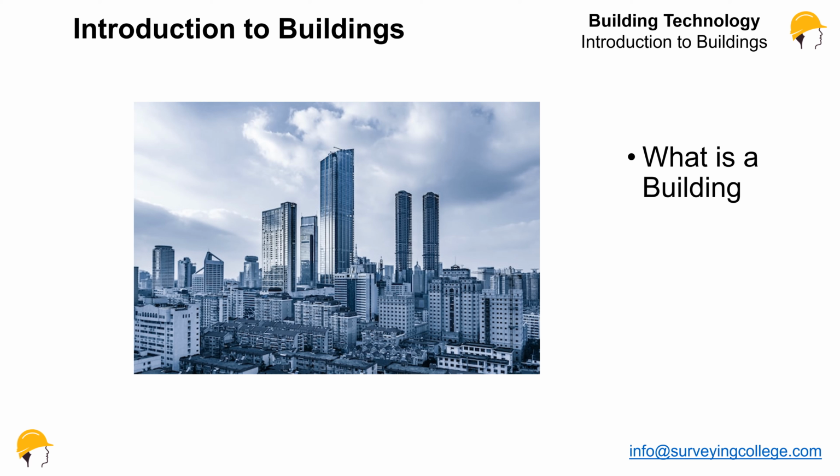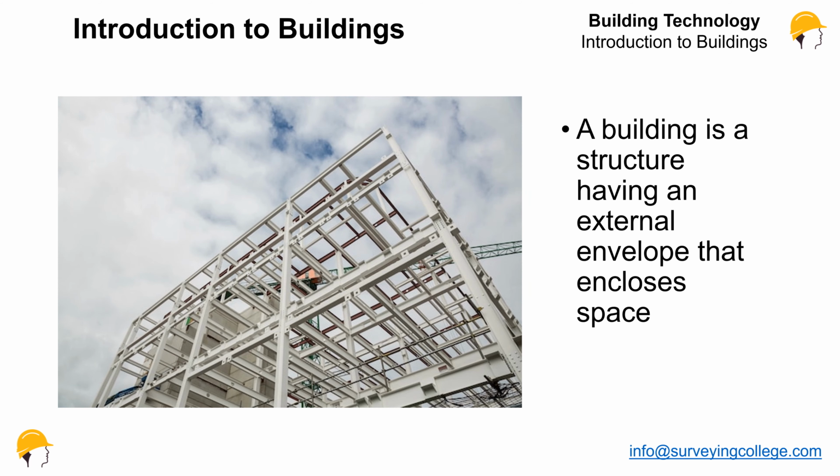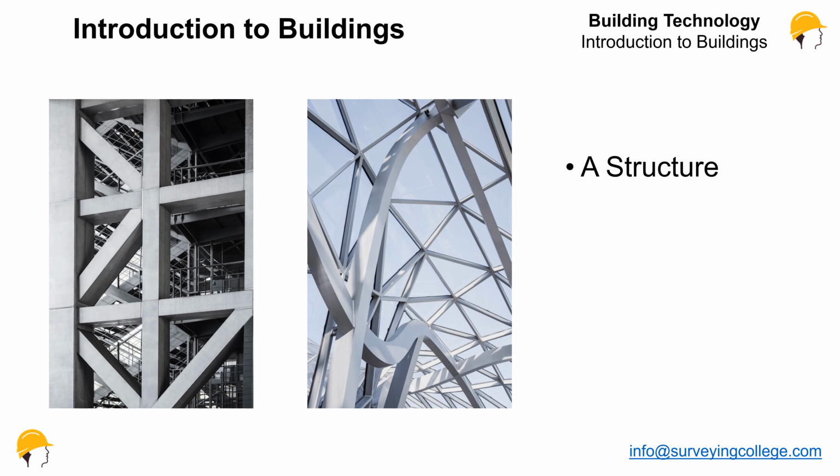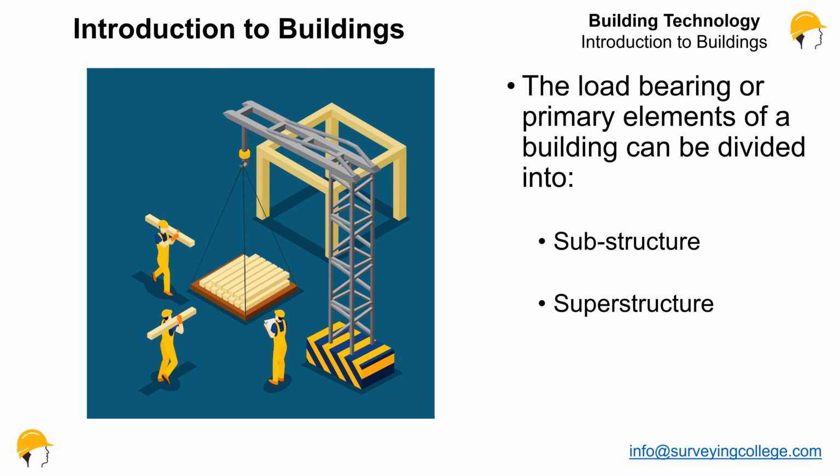So we need to think about what we mean by a building. The definition of a building is a structure having an external envelope that encloses space. We can see here the example of a structure with two different types of buildings. The load-bearing or primary elements of a building can be subdivided into substructure and superstructure.